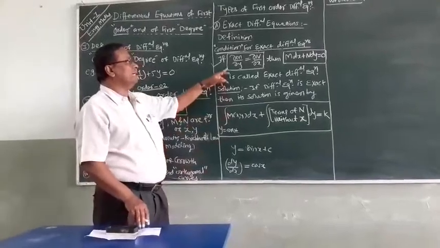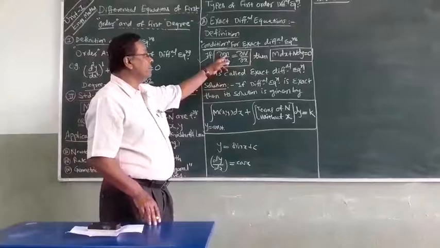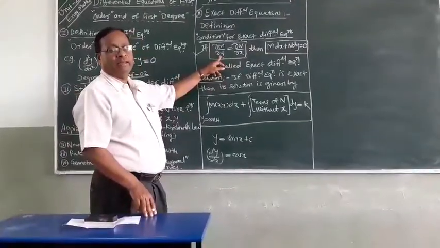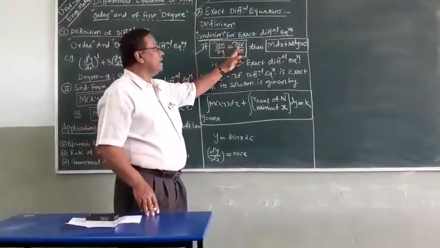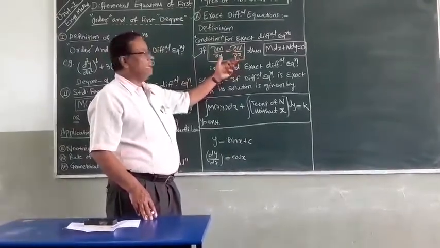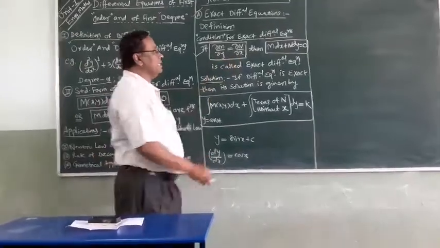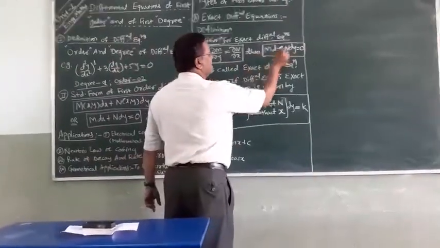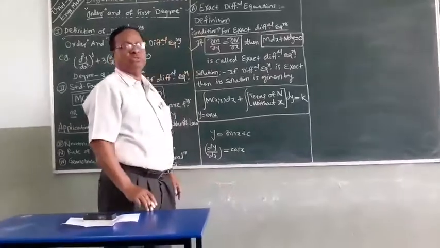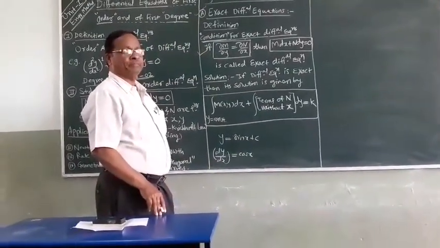So how to say that? We have to take the partial derivative of M with respect to y, as well as find the partial derivative of N with respect to x. And if these two derivatives are equal, then we can say that this differential equation M dx plus N dy equal to 0 is an exact differential equation.